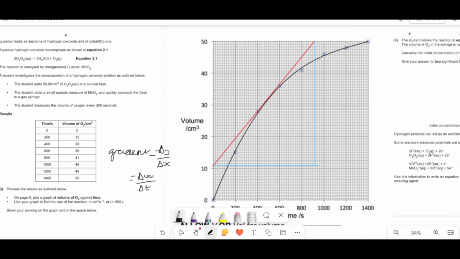The steepness is changing, so the gradient is changing. If the gradient is changing, it means the rate is also changing, which is why they've pointed out you need to do it at 500 seconds. So what you do is you find where the 500 seconds point is, and you draw a tangent, because that tangent will have the same gradient at that exact point.